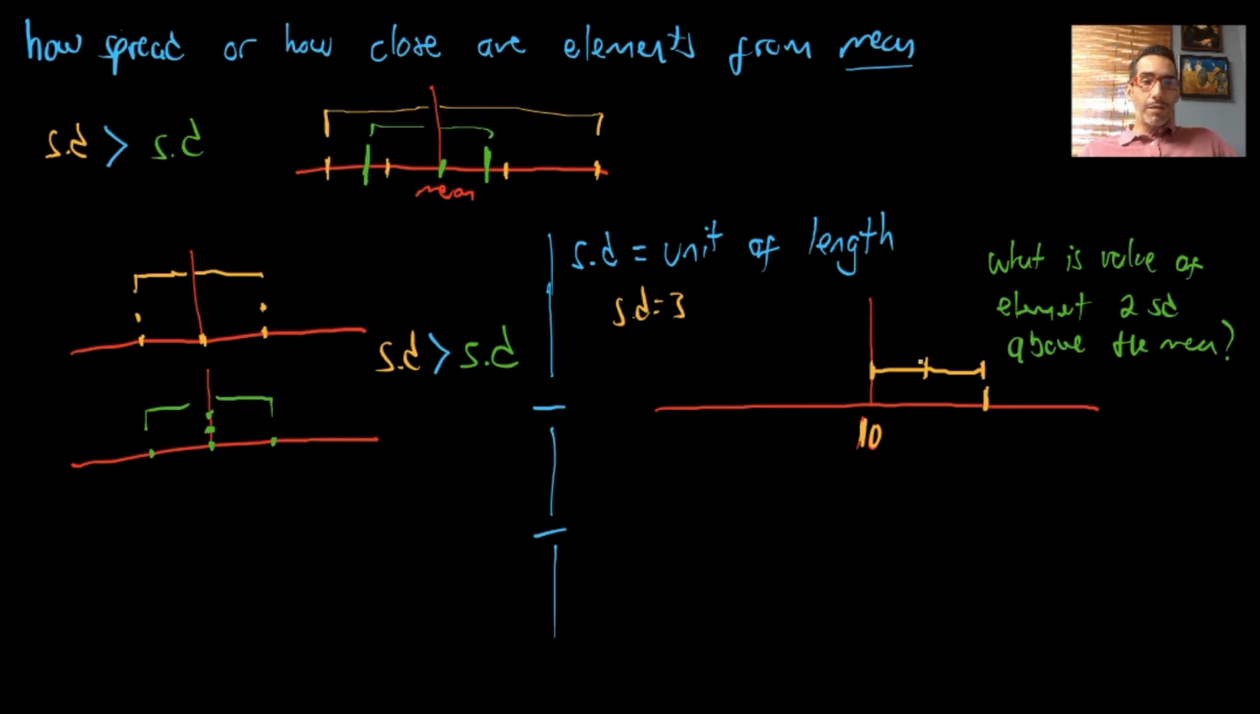Now, to know exactly the element, we know that this unit of length takes the value of 3 in this case. And here it takes, again, the value of 3 because this is 1 standard deviation. This will be the second standard deviation. So the element that is 2 standard deviations above the mean will be 16.